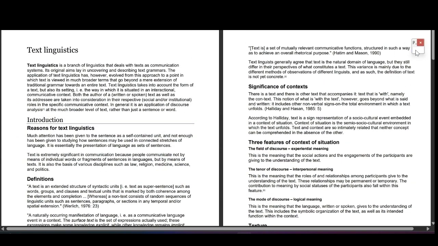Oh, we have more. We have Henning Mason. But as a conclusion, we can say what text linguists said: they generally agree that text is the natural domain of language.